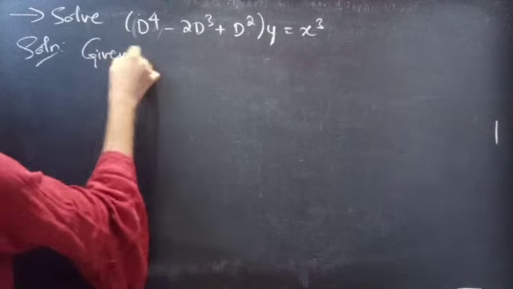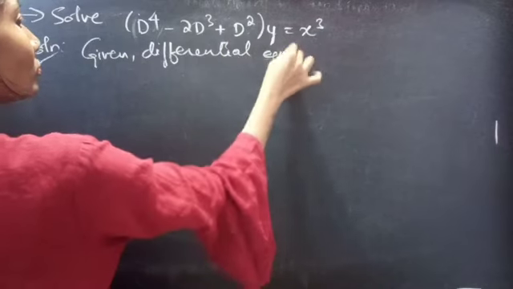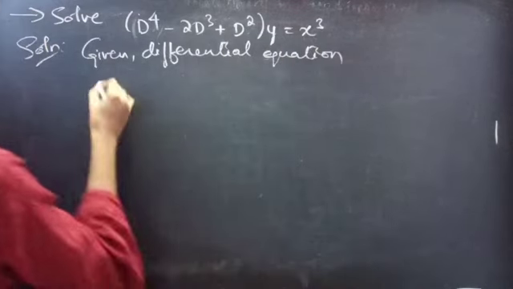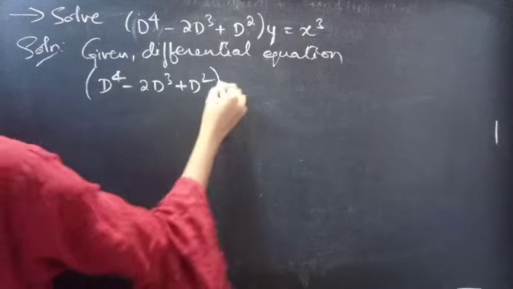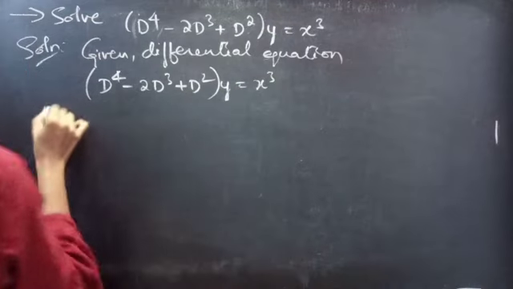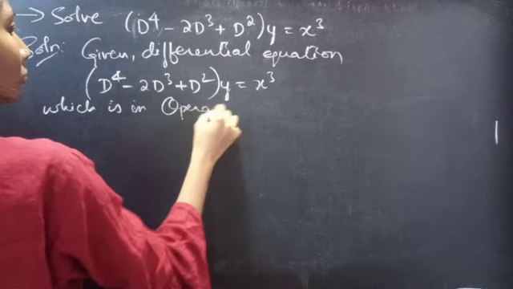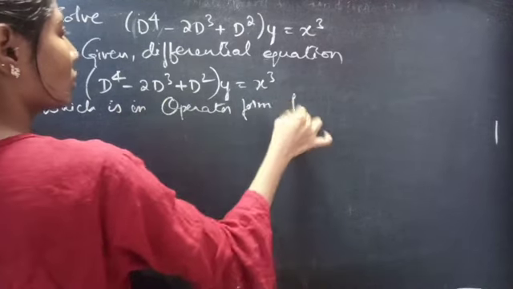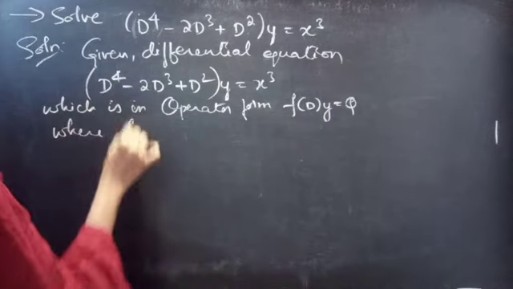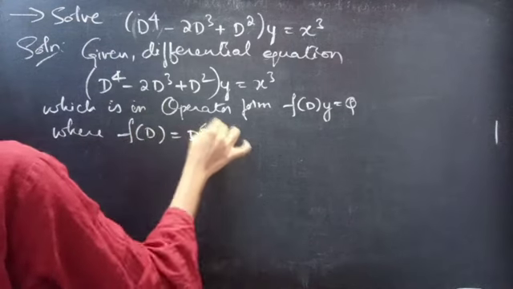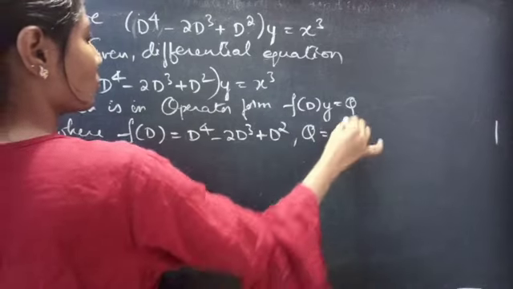Given differential equation, (D^4 - 2D^3 + D^2) y = x^3, which is in operator form F(D) y = Q, where F(D) = D^4 - 2D^3 + D^2, and Q = x^3.